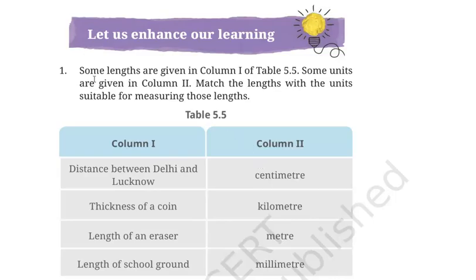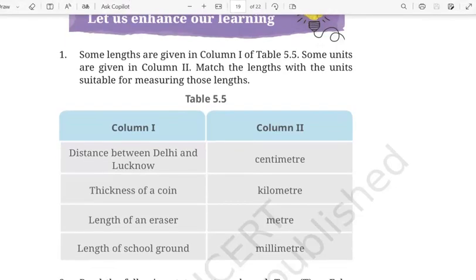So here is your first question. The question says, some lengths are given in column 1 of table 5.5. So here's your table 5.5. Some units are given in column 2. You can see in column 2 they have given some units. You have to match the length with the units suitable for measuring those lengths. Okay, so let us first understand the question.